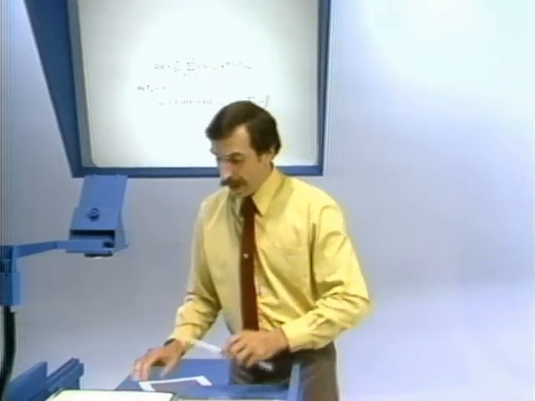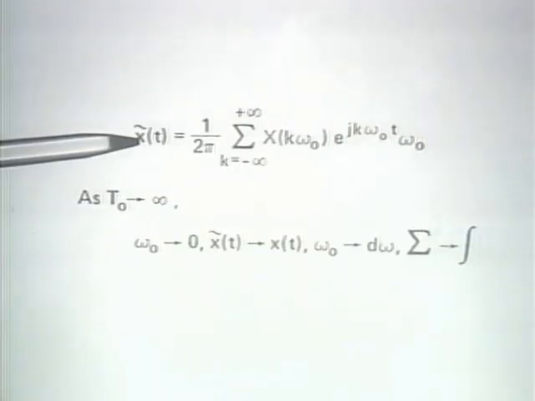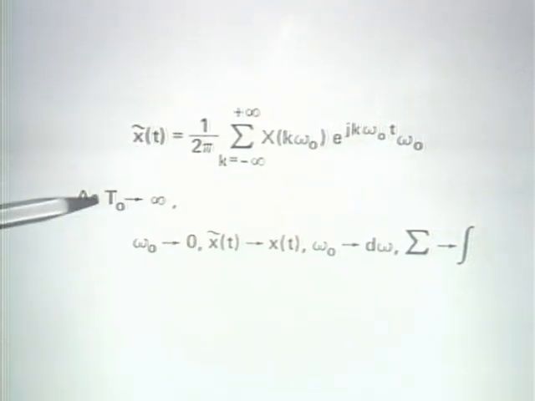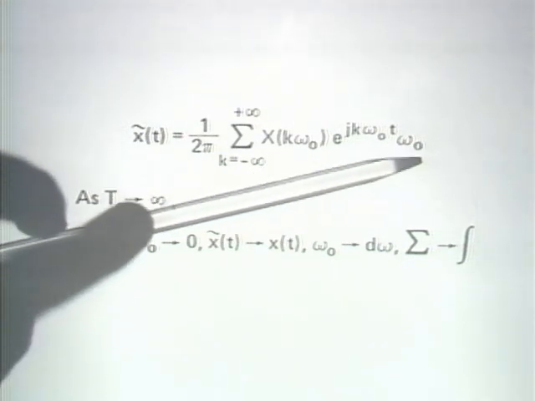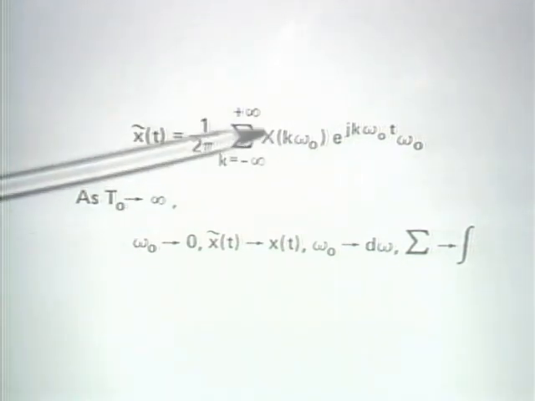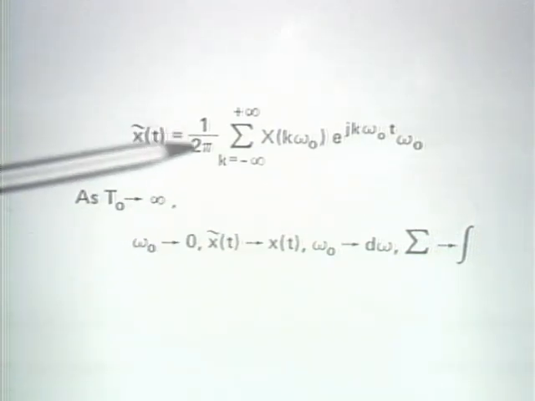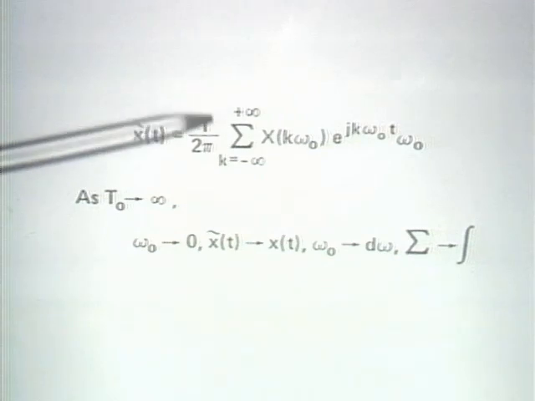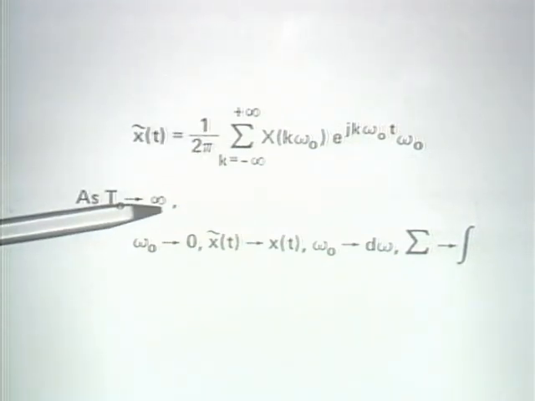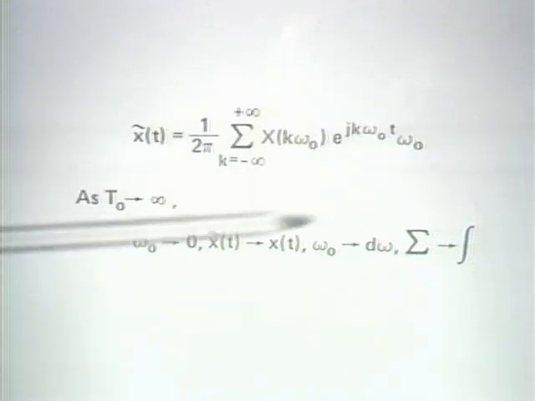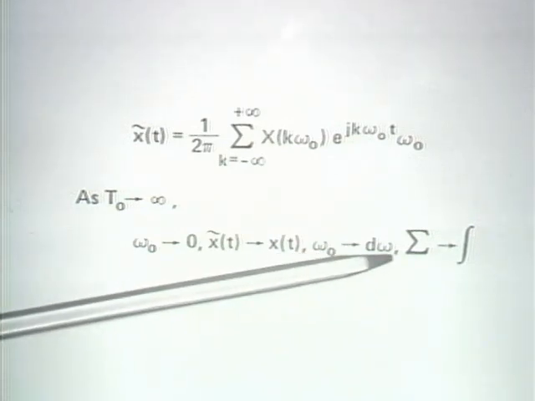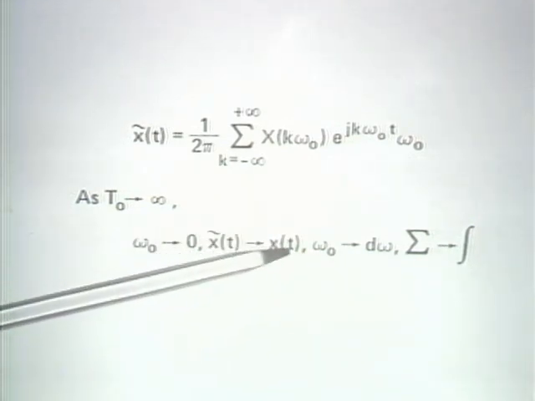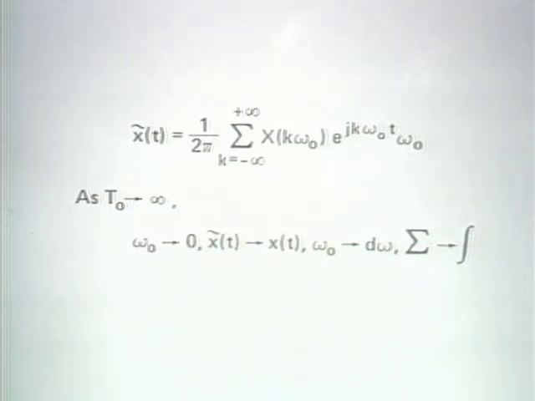Specifically, then, the synthesis equation that we have is what I've indicated here. We would now want to examine this as the period goes to infinity, which means that omega 0 becomes infinitesimally small. Without dwelling on the details, and with my suggesting that you give this a fair amount of reflection, what happens as the period goes to infinity is that this summation approaches an integral over omega, where omega 0 becomes the differential in omega, and the periodic signal, of course, approaches the aperiodic signal.